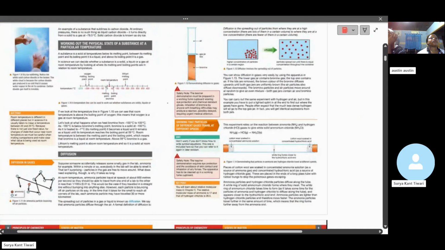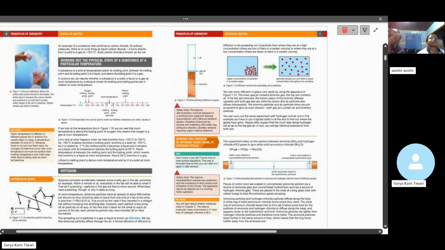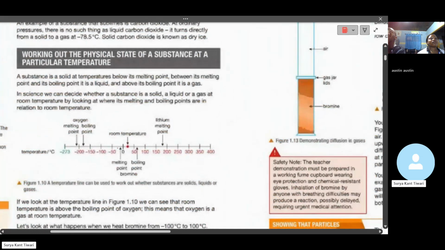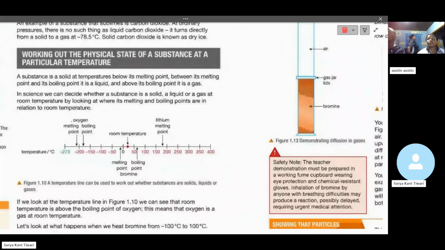After that, they have working out the physical state of a substance at a particular temperature, like at room temperature. See, there are different substances having different melting and boiling points. A substance is solid below its melting point. Between its melting point and boiling point, it is liquid, and above its boiling point, it is gas. Are you understanding this? Should I explain?